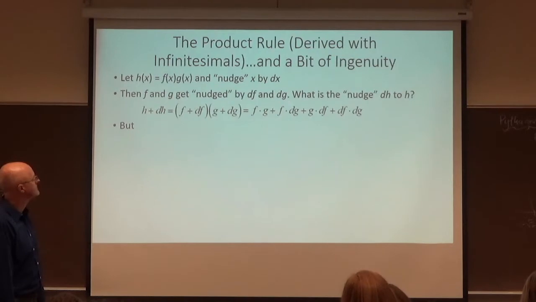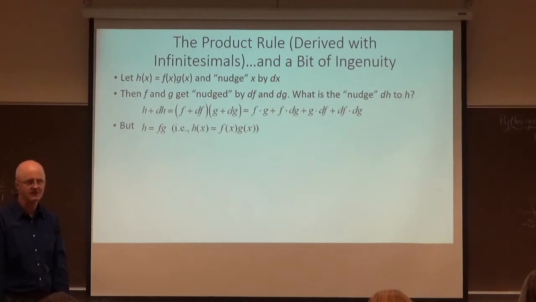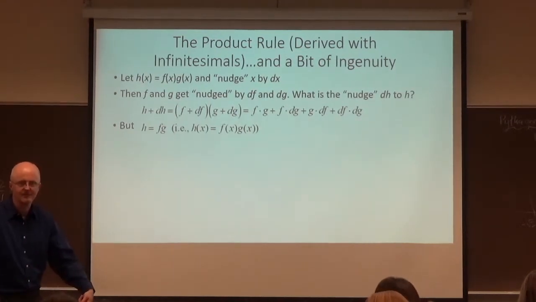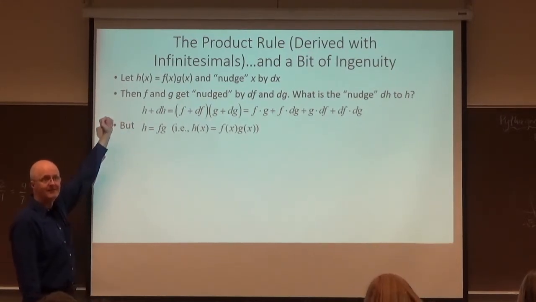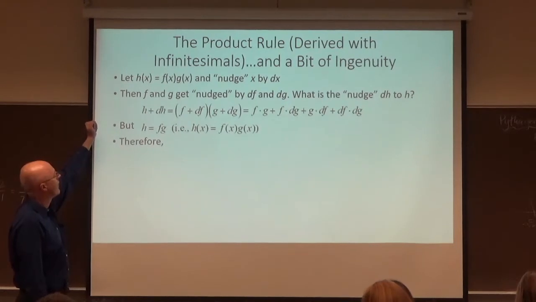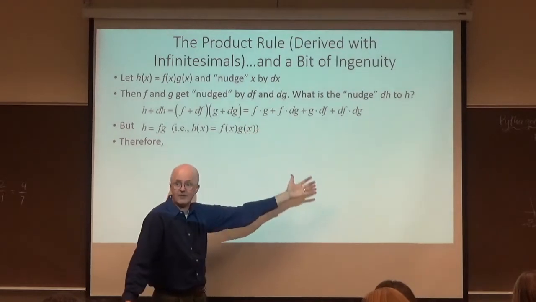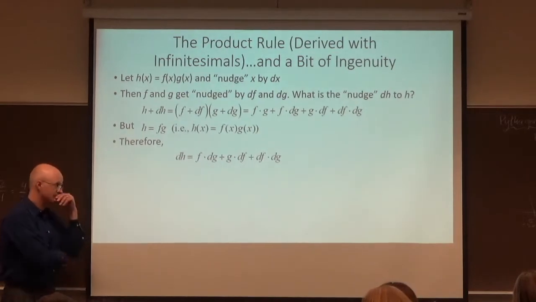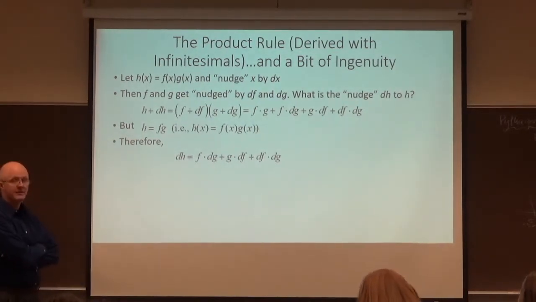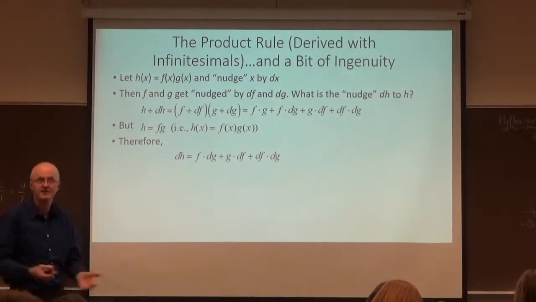But h equals f times g. In other words, h of x equals f of x times g of x. The x is kind of behind the scenes here. You don't see it up there, it's behind the scenes. Therefore, we could cancel the h and the f times g from both sides, and we have a formula for dh. Just cancel. The h canceled with the f times g. These two things here and here are the same. Cancel. You know, if they're both 5, cancel the 5 in both spots.